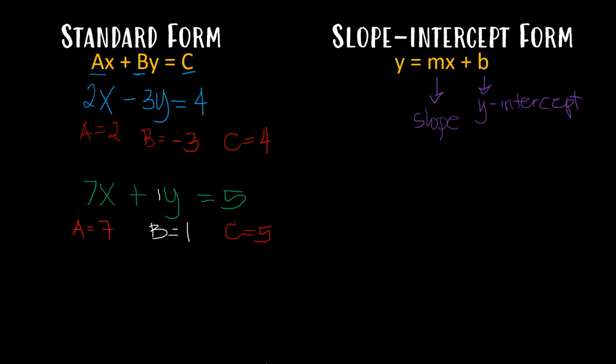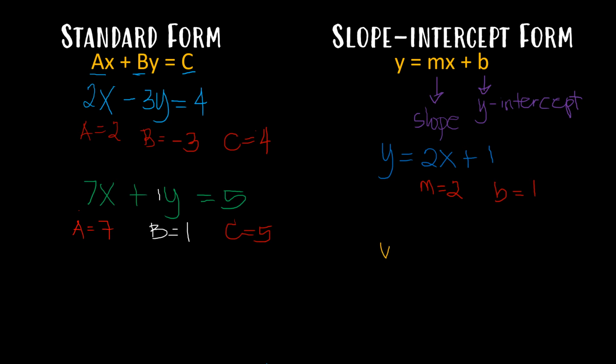So, let's have an example. Example is y equals 2x plus 1. So, here, ang slope natin in this given equation is yung katabi ng x, which is 2, at ang ating y-intercept na b ay positive 1. Okay, so that's the first example, y equals 2x plus 1.